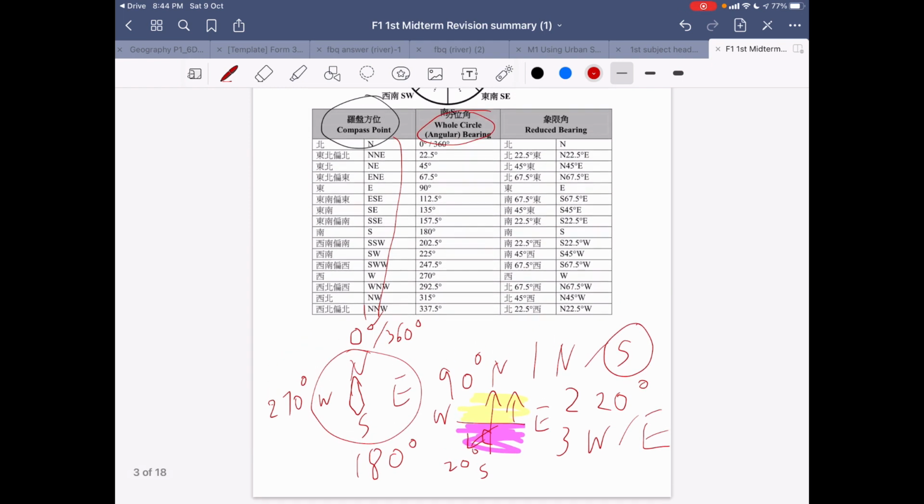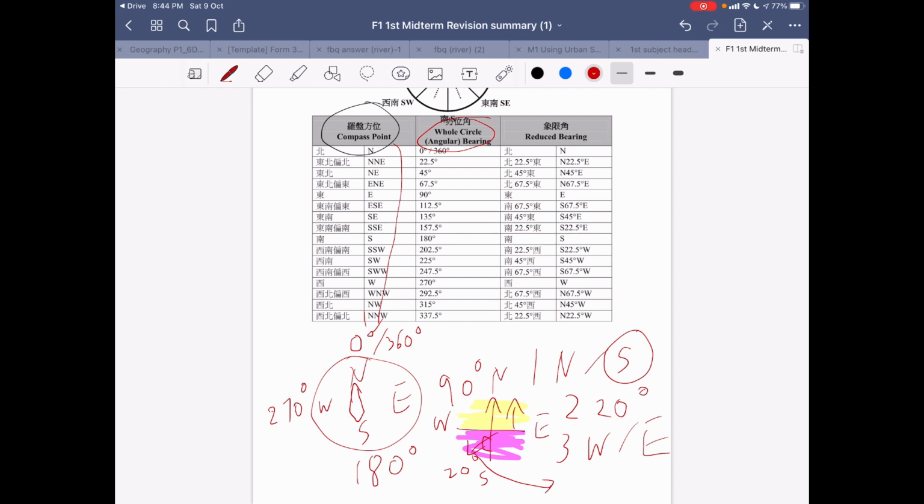So accordingly, if this angle, we'll call it n, sorry, not n, because the N always comes first, I just read faster than my mind. South 20 degrees west, okay. So this is how the reduced bearing works.